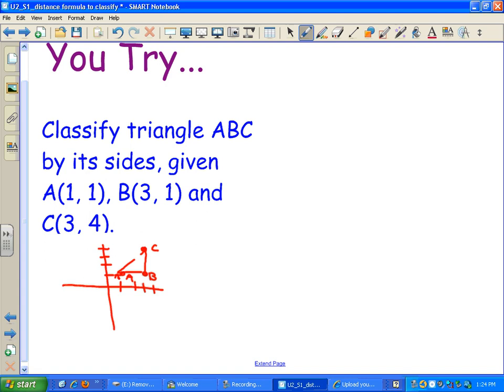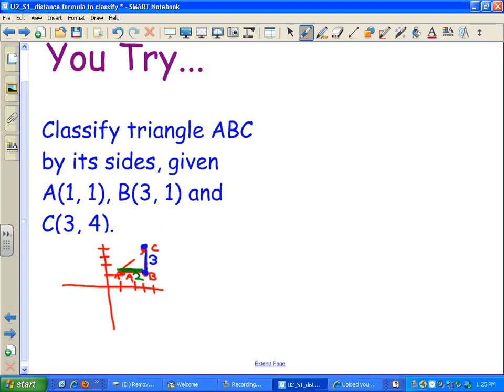I'm first going to find the length of AB. If I look at AB, they're both on the horizontal line when y is 1. And so I can tell that the difference between those two points is 2. So I know the length of AB is 2. Well, I can do the same for CB. Looking at CB, they're both on the vertical line when x is 3. This point's at 1. This point up here is at 4, which means I know that's going to be 3.